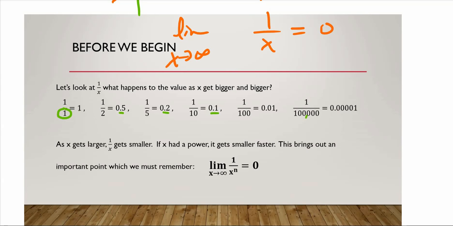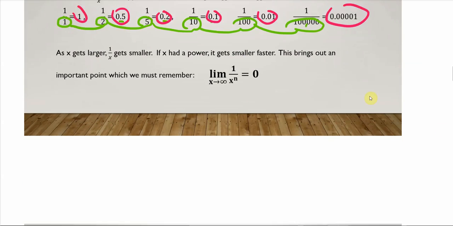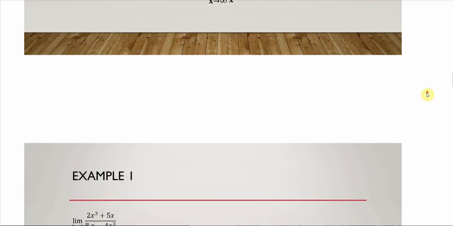Did you notice that as x on the bottom here is getting bigger and bigger, what am I noticing about the value? 1, 0.5, 0.2, 0.1, 0.01, 0.00001. Did you notice that as x gets bigger, the whole thing is getting smaller? So we are going to keep that in mind, that the limit as x approaches infinity of 1 over x to any power will be 0. That's going to be very, very critical.